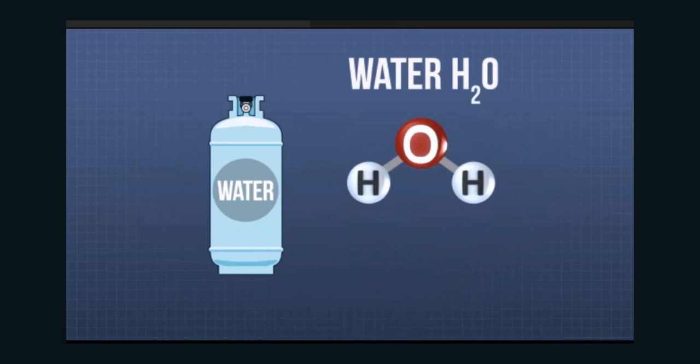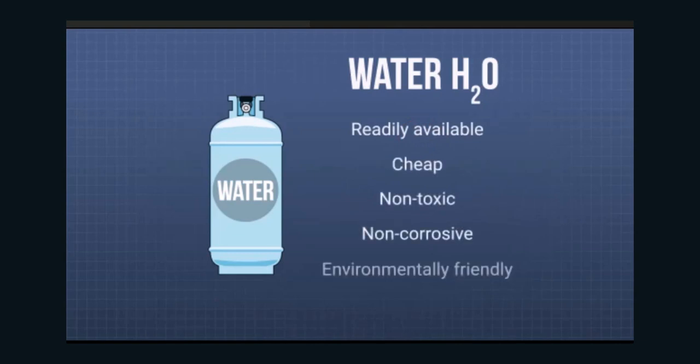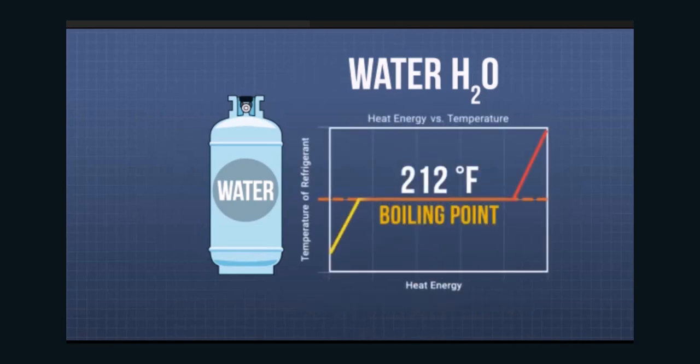Water, or H2O. Water has several properties that would make it a good refrigerant. It is readily available, cheap, non-toxic, non-corrosive, environmentally friendly, and has a high heat of vaporization. In other words, it absorbs a lot of heat when it boils. Unfortunately, it has a high boiling point temperature at atmospheric pressure. The extremely low pressures that would be required to lower water's boiling point to a useful range, high vapor volumes, compressor design challenges at low pressures, and high compressor energy requirements are the reasons why water is not used as a refrigerant in vapor compression refrigeration systems.